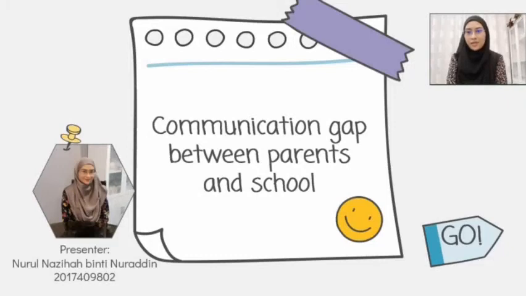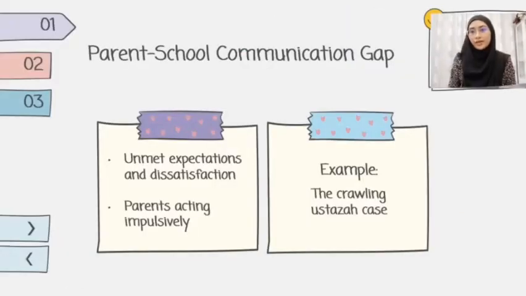The school management issue that I would like to highlight in this presentation is the communication gap between parents and school. It takes a lot to manage a school and to do it properly. First of all, school management involves making sure that every unit or every stakeholder of the education system is functioning at its best and is able to collaborate with one another in order to achieve a common goal, which is to ensure the success of the students.